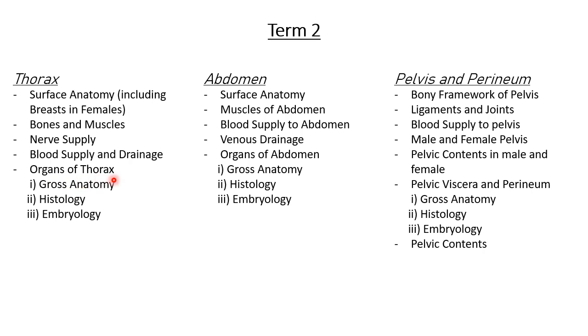Then when you talk of organs of the thorax, you'll be looking at them in terms of their gross, histological point of view, and their embryology. So for example, if I were to talk about the heart, you look at the gross anatomy of the heart, the structure, then you look at the histology, the cells that make up the heart, the tissue and stuff. Then you look at the embryology of the heart, how it develops. Same as the abdomen, and same as the pelvis, and the perineum.